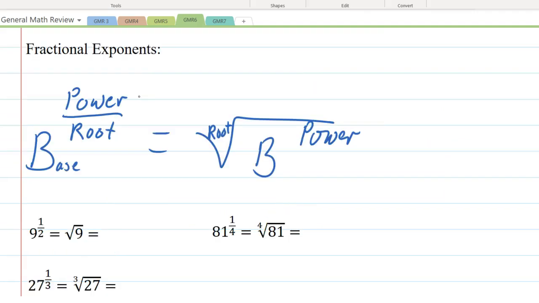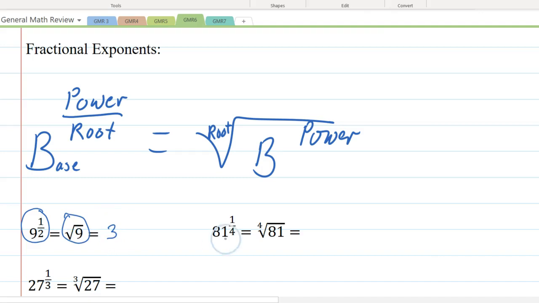Fractional exponents. You might not realize this, but you've already been working with fractional exponents. When we were talking about square roots and cubed roots and fourth roots, you've been dealing with a fractional exponent. The way this works is that you have a power, what we've been doing earlier in the lesson, divided by a root. Well, we know roots as square root. So if I have 9 to the power of 1/2, that means I'm going to have the square root of 9. Well, the square root of 9 is simply 3.